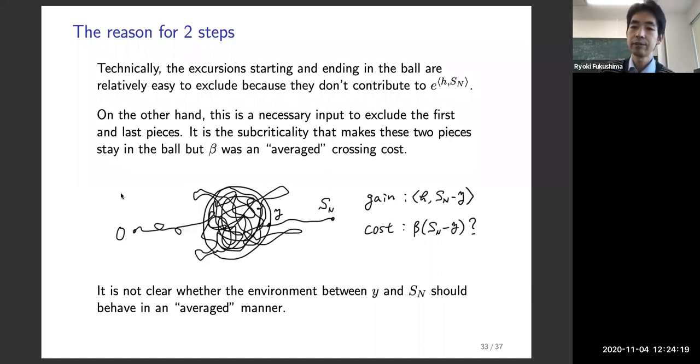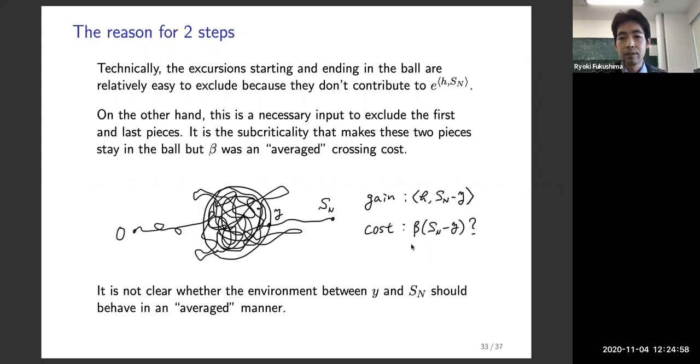These two pieces are more difficult because they do contribute to this bias factor, e to the h Sn. If we have a long piece from, let's say, y to Sn, then there is a gain of h times Sn minus y, as written here. And we want to exclude this piece by using subcriticality. Subcriticality means that this gain is smaller than the cost. And the cost is measured by beta of Sn minus y. Because of subcriticality, we know that the cost is bigger than the gain.